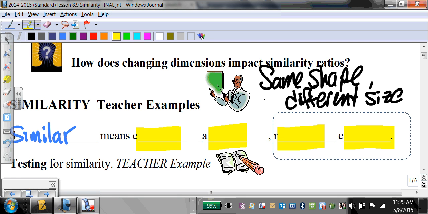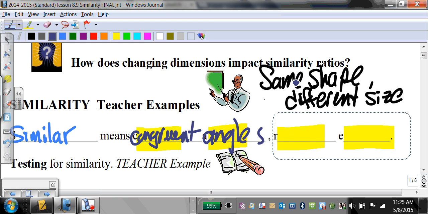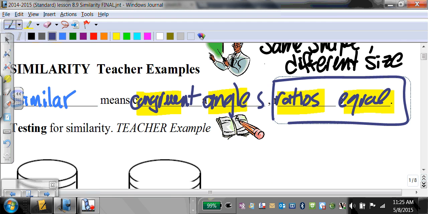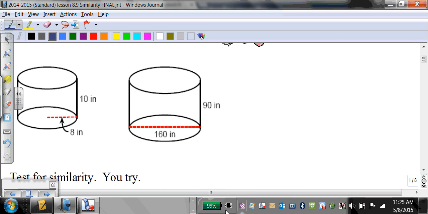Okay, Clara, give us CA, please. CA, you got it. And give me RE. Exactly. So similar means we have congruent angles, which gives us the same shape, ratios, which are equal. Notice I've boxed ratios because we're going to use that concept in order to test for similarity.